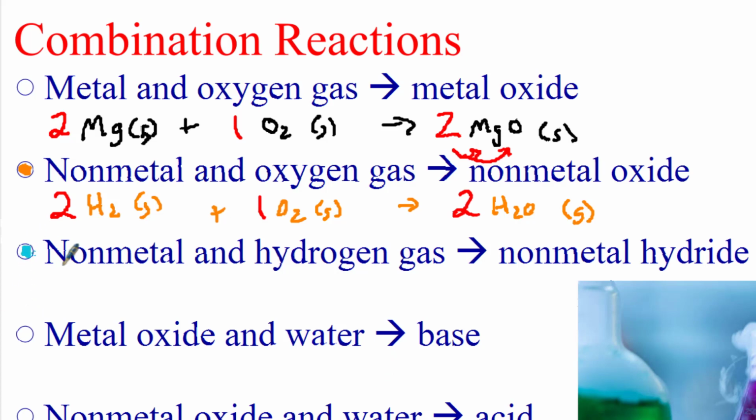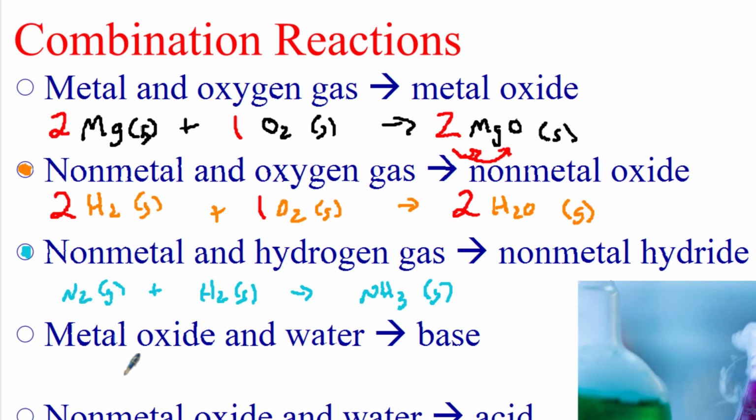Let's take a look at a non-metal and hydrogen gas. Let me pick a non-metal. Let me pick nitrogen gas, and I'm going to pick hydrogen gas for hydrogen gas. And this is going to make a non-metal hydride. What happens when nitrogen and hydrogen come together? It's going to make ammonia, NH3 gas. And again, I'm going to balance my reaction.